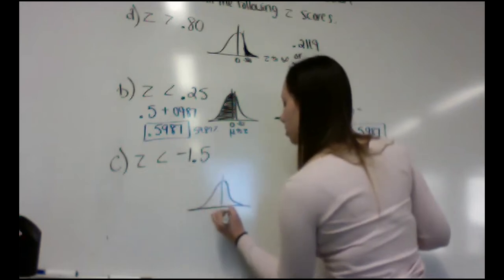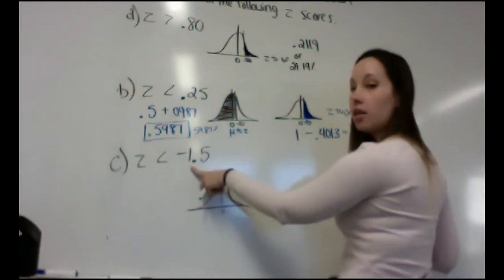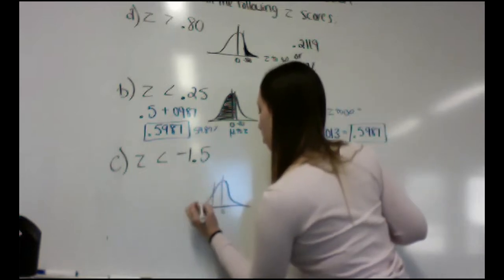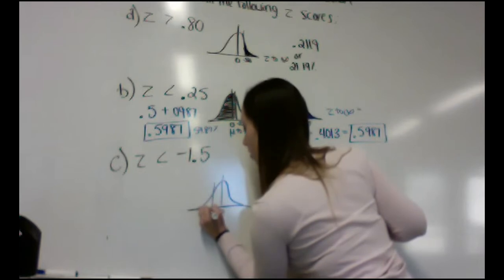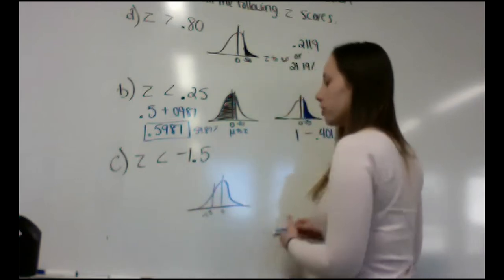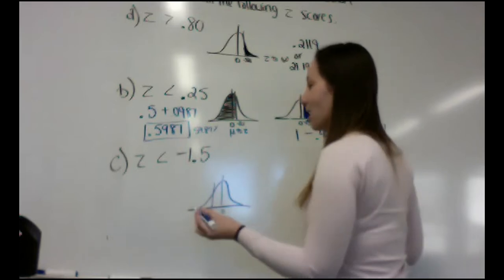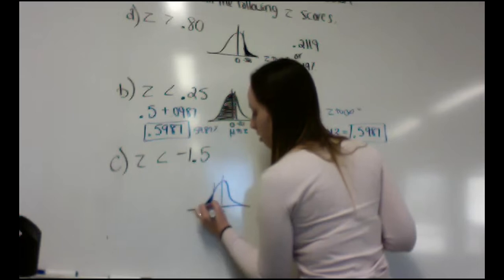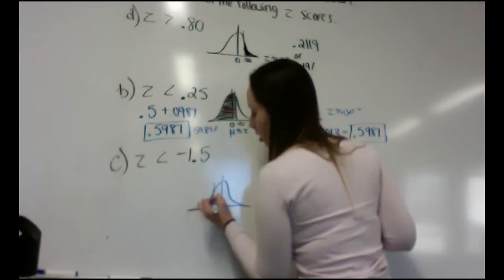Of course, 0 always falls in the middle. Now we're on the left side of the distribution, so we've got negative 1.5. So this is asking for what proportion of the distribution is less than negative 1.5. So that's our left side. So that's this bit here. So how do we find that?